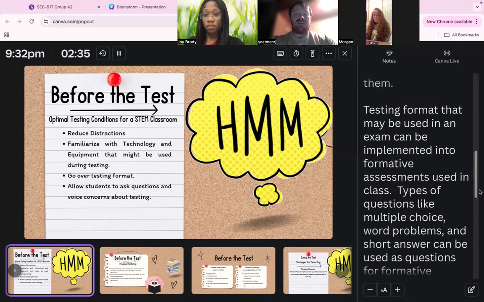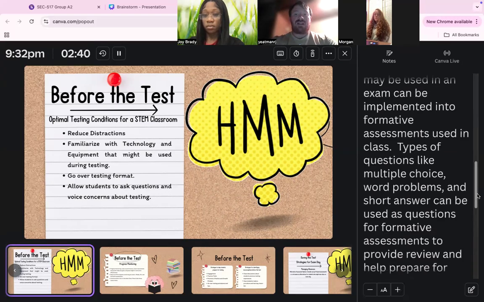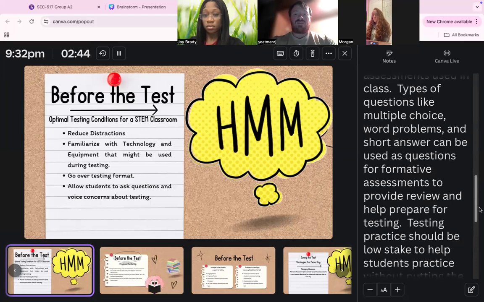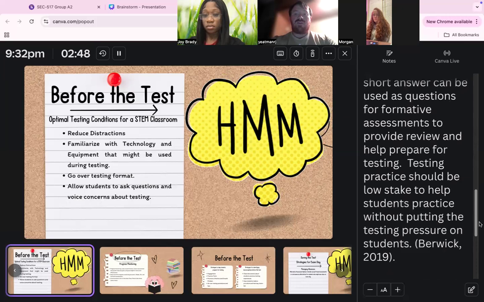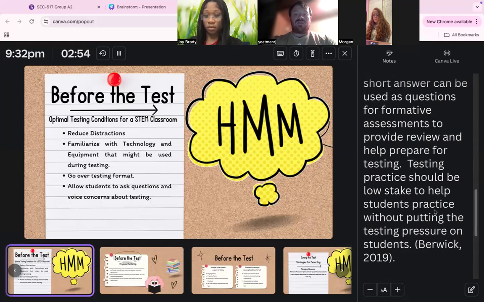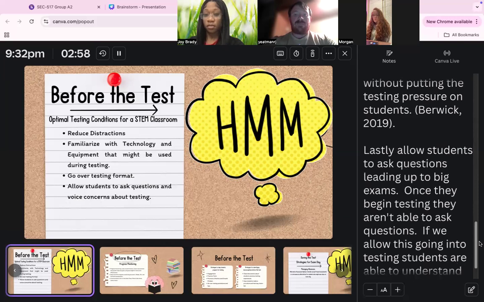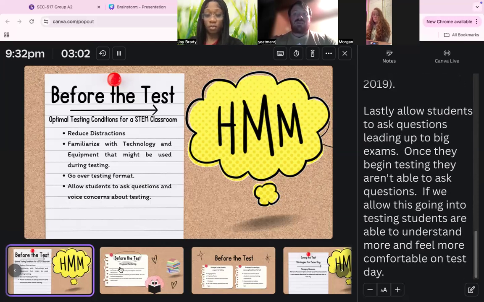Testing format that may be used in an exam can be implemented into formative assessments used in classes. Types of questions like multiple choice, word problems, and short answer can be used as questions for formative assessments to provide review and help prepare for testing. Testing practice should be low stakes to help students practice without putting testing pressure on them, and that came from Berwick in 2019.